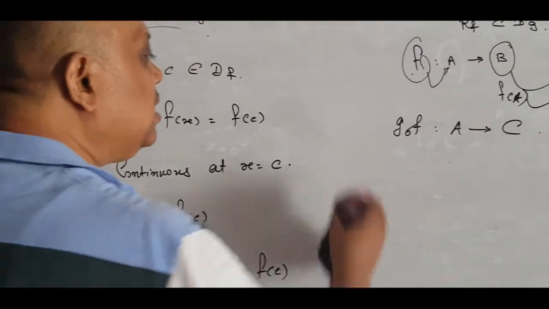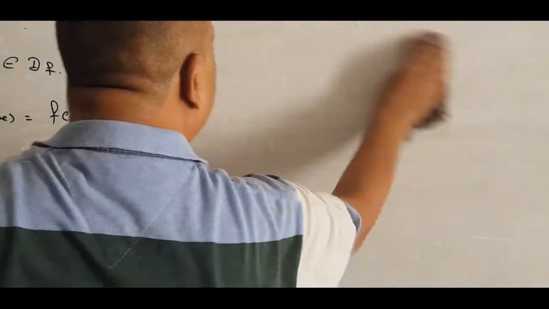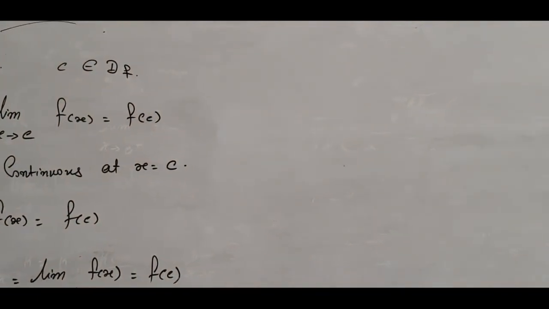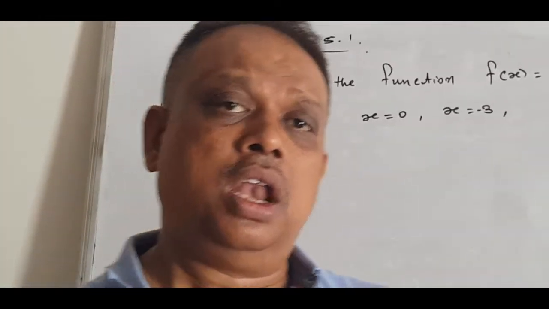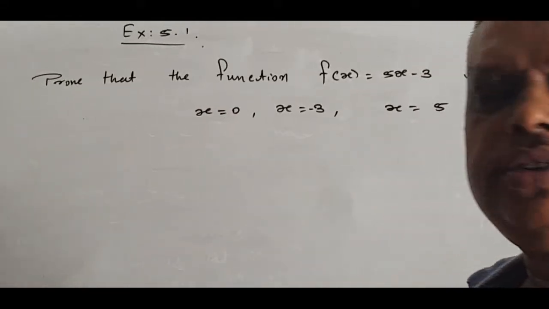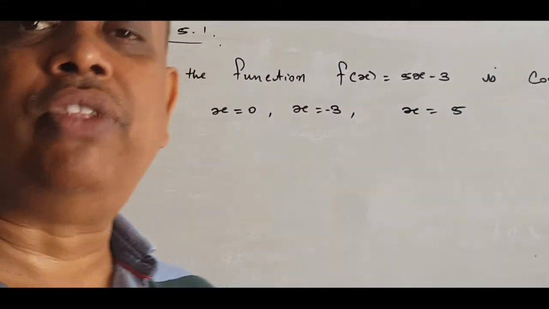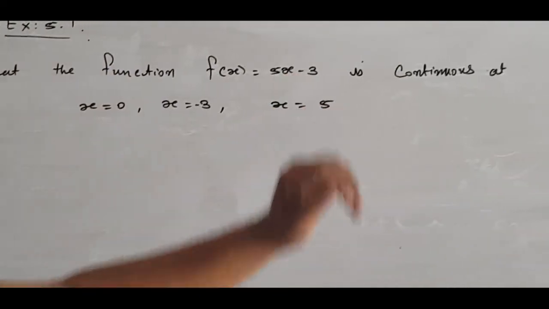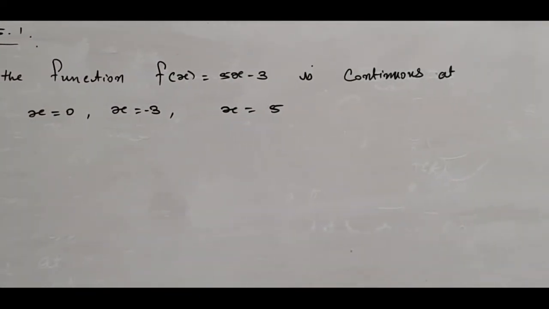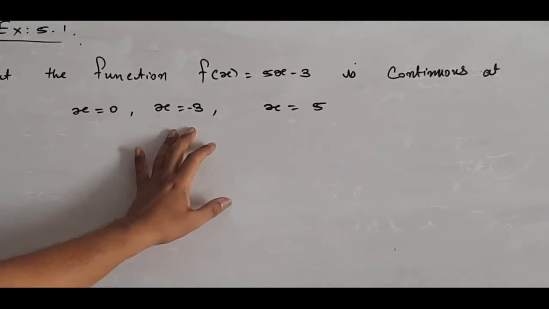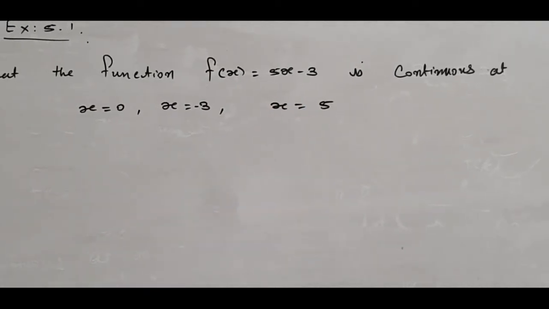Now we have to see some examples of the continuity of the function. It's very simple. Now see exercise number 5.1, the first sum based on continuity of the function. Prove that the function f(x) equals 5x minus 3 is continuous at x equals 0, as well as at x equals minus 3 and x equals 5.